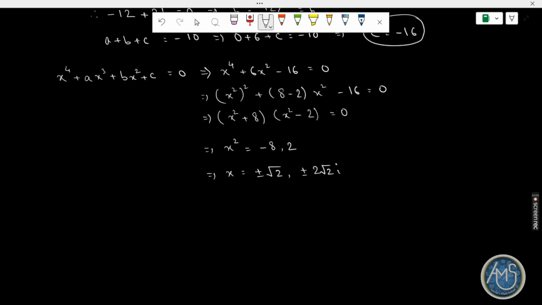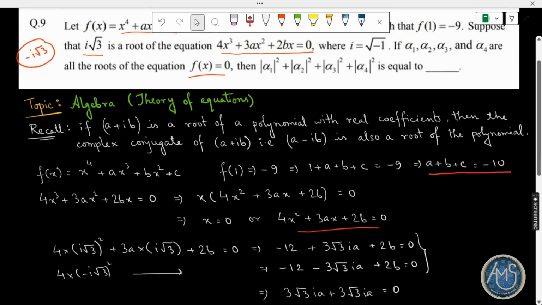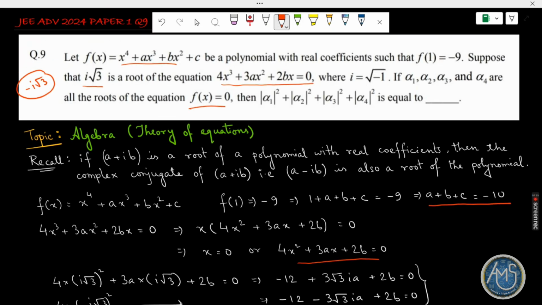So now we need to find modulus of alpha 1 square plus modulus of alpha 2 square plus modulus of alpha 3 square plus modulus of alpha 4 square, which equals plus root 2 square plus minus root 2 square, that means 2 plus 2, then plus 2 root 2 i square plus minus 2 root 2 i square, that means 8, also plus 8, that means 20. So the answer will be 20. It is a non-negative integer.